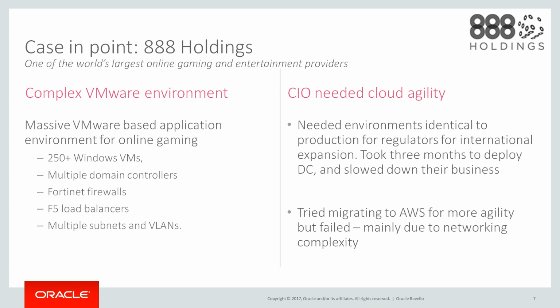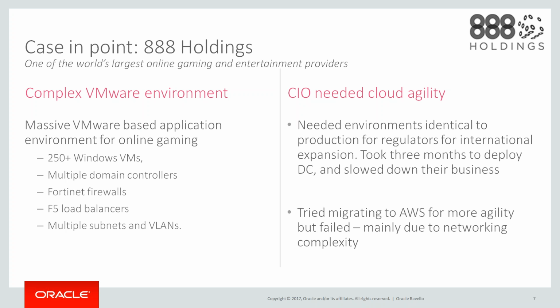So they looked at this and said, well, it doesn't make sense, right? Why don't I just use the cloud? Why don't I take advantage of the Amazon cloud and try to spin this up on the Amazon cloud, so I will speed up the regulator process for the certification of expanding my business. So they tried twice to move their VMs into Amazon, and they failed both times.